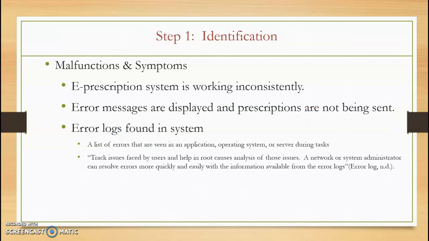Step 1, identification. The first step in the troubleshooting process, as stated previously, is the identification of the malfunctions and symptoms of the problems on the e-prescription system. The doctors are reporting that the e-prescription service is no longer working well and instead working inconsistently. The providers are reporting that they receive error messages and that they are unable to send the prescriptions.